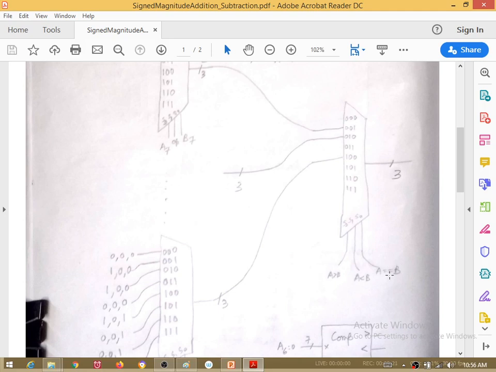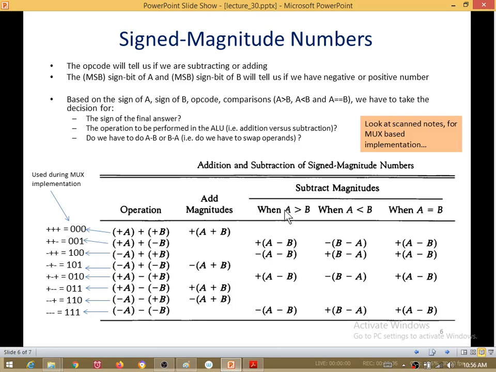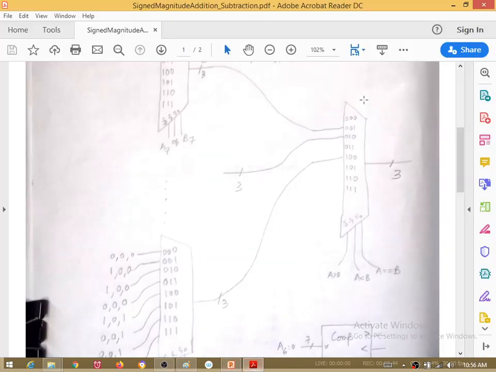At least one of them, not at least one, but exactly one of them has to be a 1. It is one-hot coded basically. Okay, so this mux is going to relate to this table that we have here, and it is relating to if A is greater than B, or if A is less than B, and if A is equal to B. So this mux is capturing that part of the table.